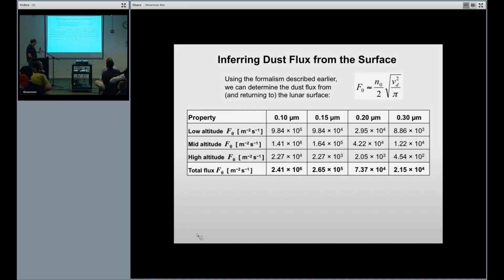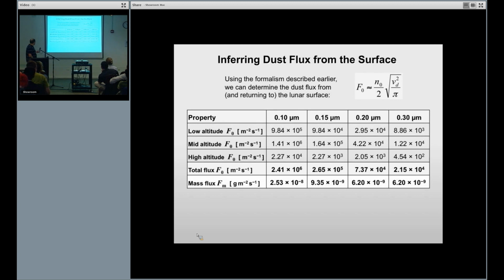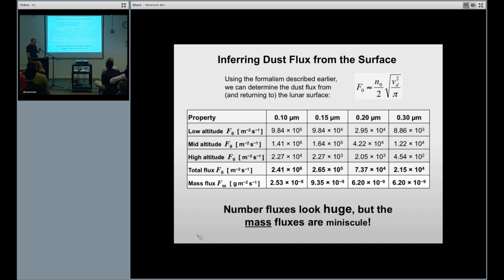Okay, so when we do that, if we just look at this bottom line, we get dust fluxes of millions of dust grains per meter squared per second. And that's just for a 0.1 micron grain. But even for a 0.3 micron grain, it's still sort of 10 to the 4. So that's pretty huge. But of course, you've got to think about what the mass flux is. For the 0.1 micron case, that's about a nanogram per meter squared per second. So even though the number fluxes look huge, the actual mass flux, the mass that's being moved around, is actually pretty minuscule.